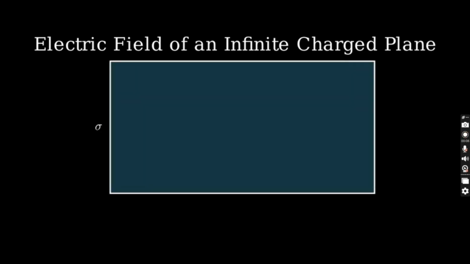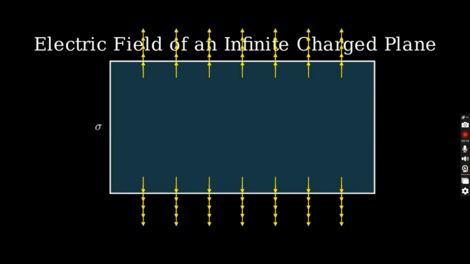Today we'll derive the expression for the electric field due to a uniformly charged infinite plane sheet using Gauss's law. Let's start by visualizing our setup. We have an infinite plane sheet that's uniformly charged with a surface charge density sigma. Due to the symmetry of this setup, the electric field lines will be perpendicular to the plane.